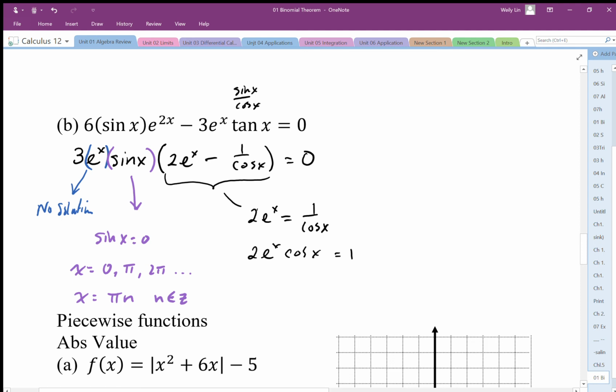Well, I think that's going to be a pretty tough guess as well, because we could guess 0. Cos 0 is 1, e to the 0 is 1, but that doesn't equal 1. So if this was actually equal to 3, or if this is equal to 6, we could actually solve this by guessing fairly easily. But at this point, we're stuck. We're going to have to graph this. So we'll take a look at the graph of that.